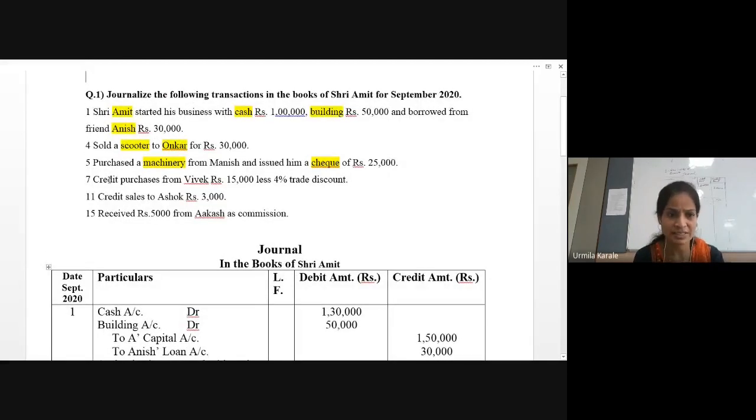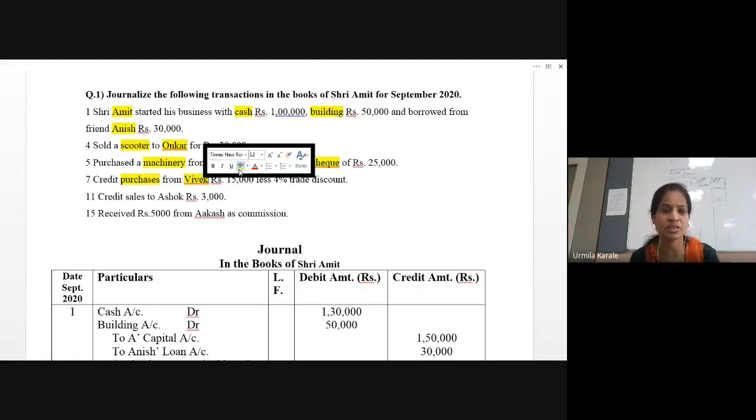Now next is credit purchases. It is specified that it's a purchases and it is on credit basis. The purchases account, and since it is a credit transaction, the name of the person from whom you are purchasing. So Vivek's account. Vivek is a person. Personal account ka rule hai: debit the receiver, credit the giver. You are purchasing from him, so he is the one who has given it.